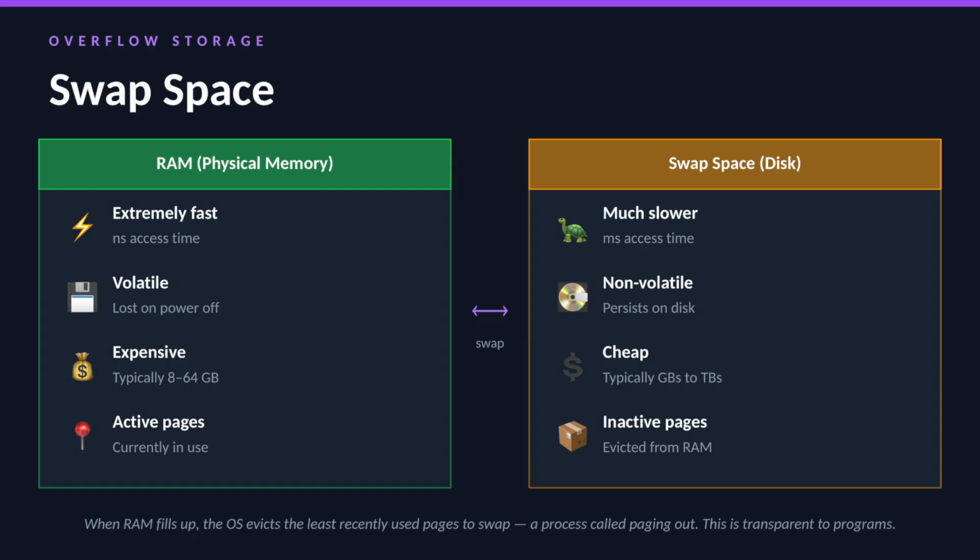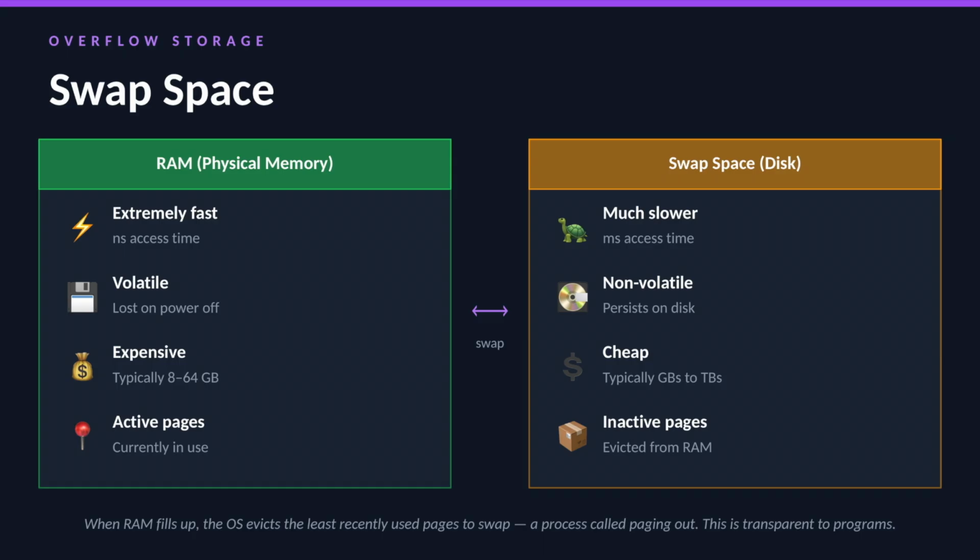Now, we mentioned swap space. What is it? It is a reserved area on disk that the OS uses to store pages that have been evicted from RAM. So, when RAM fills up, the OS picks the least recently used pages, writes them to swap, and this is called paging out. It frees up those frames for other processes.